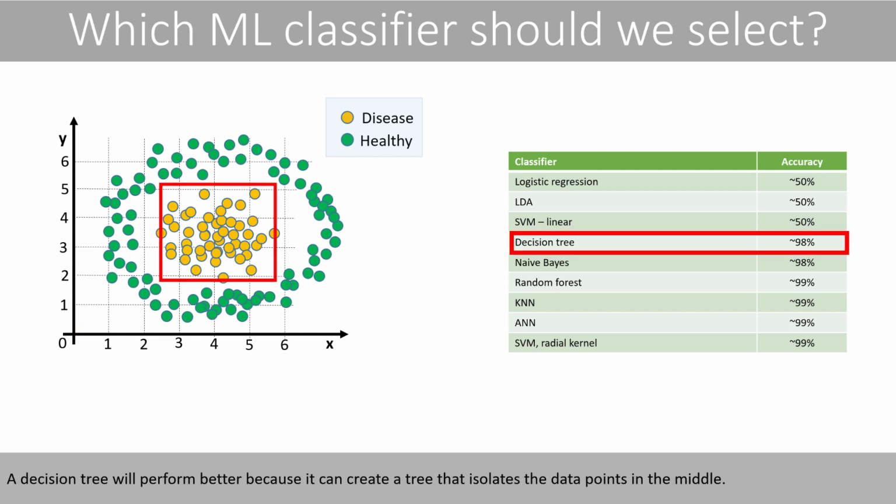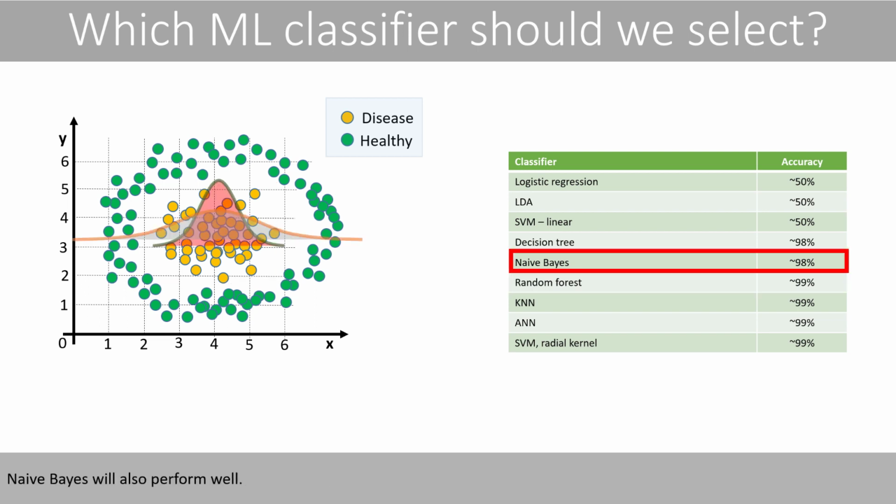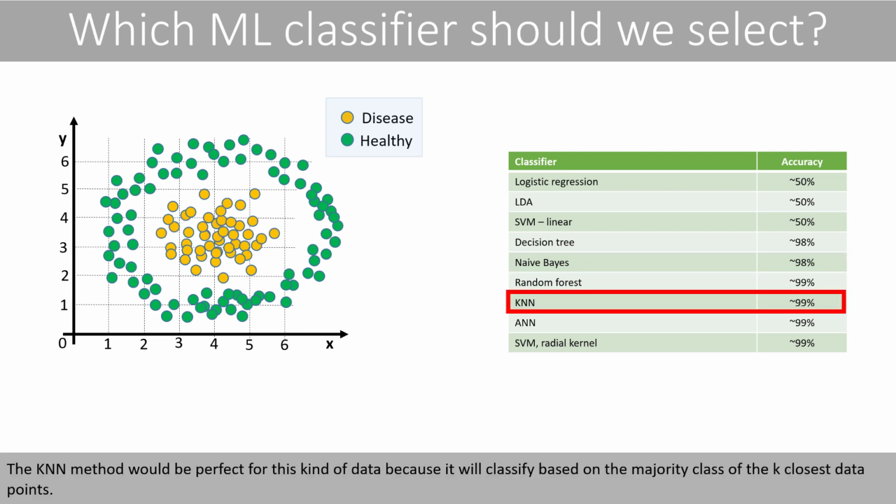A decision tree will perform better because it can create a tree that isolates the data points in the middle. Since random forest is based on decision trees, it will separate the two groups in a similar way, but usually with a higher accuracy. Naive Bayes will also perform well. The KNN method would be perfect for this kind of data, because it will classify based on the majority class of the K closest data points.